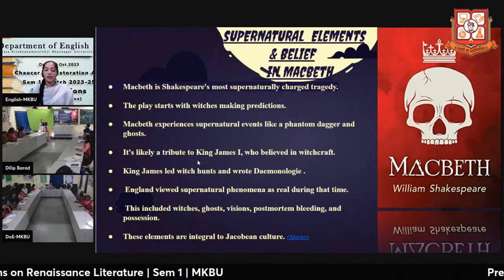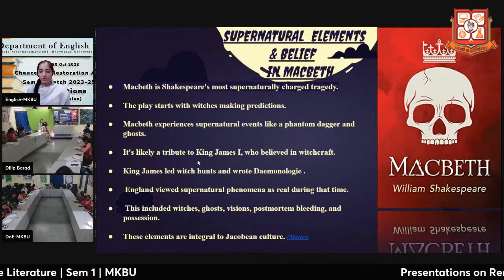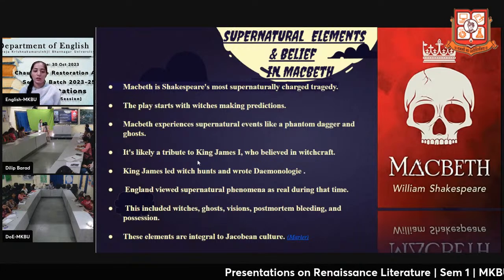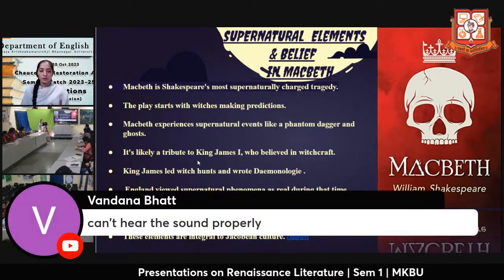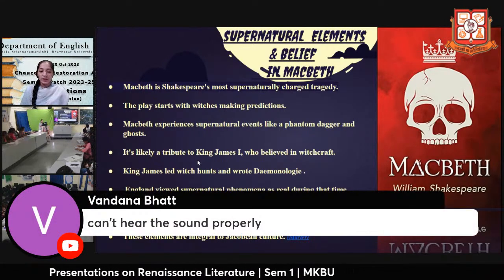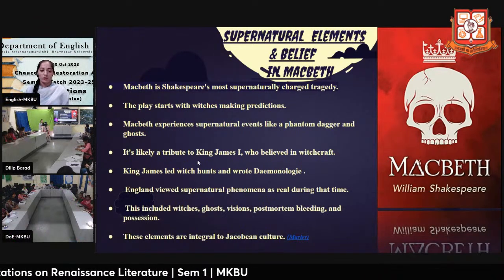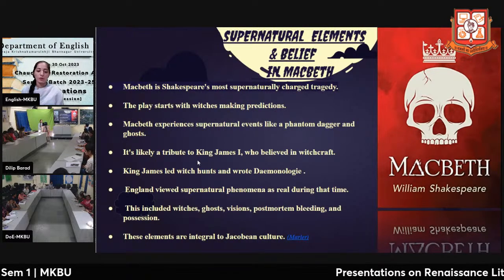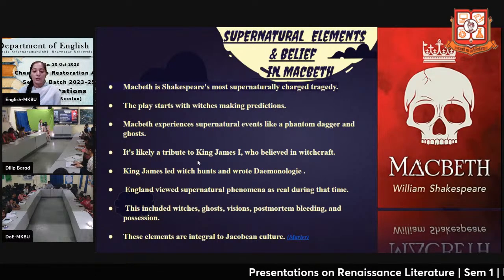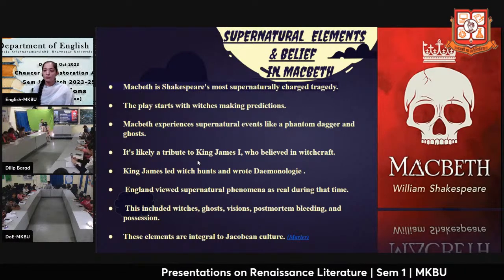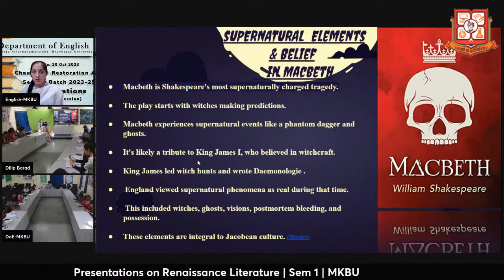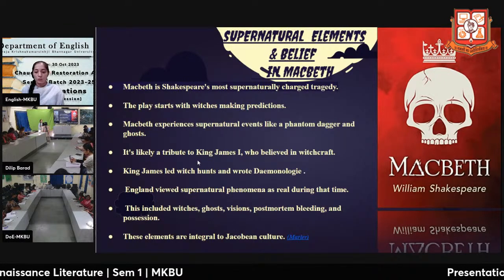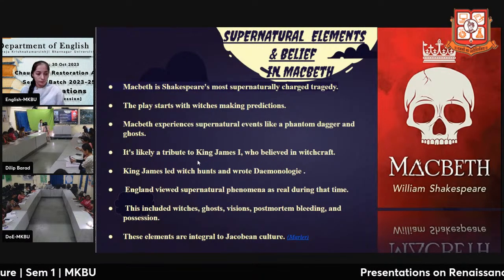Macbeth, as a person, experiences supernatural events like a phantom dagger and a ghost, and we know that he also talked with witches. It's likely a tribute to King James I, who believed in witchcraft. King James led witch hunts and wrote on demonology. We can find that Shakespeare wrote lots of his works for the happiness of the king. So Macbeth is one of them.